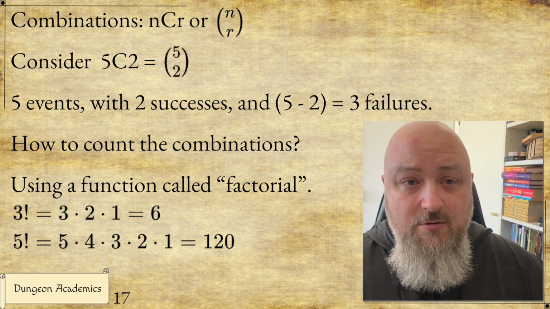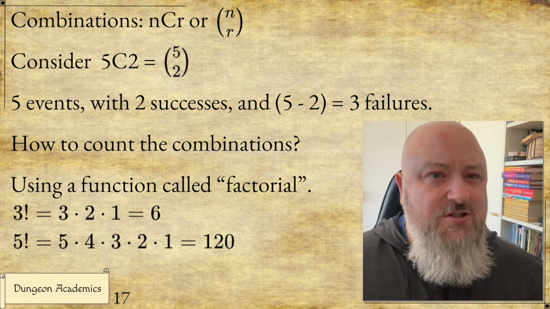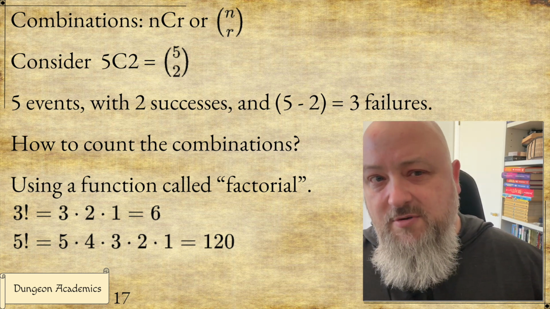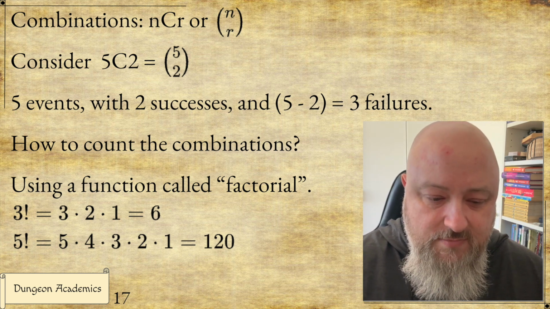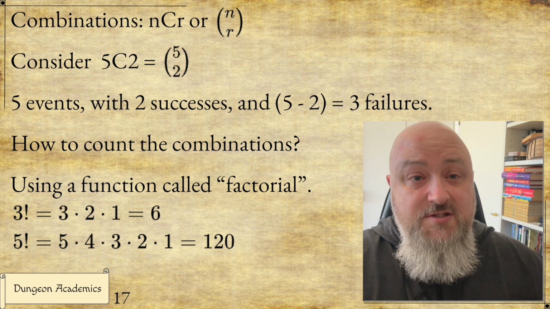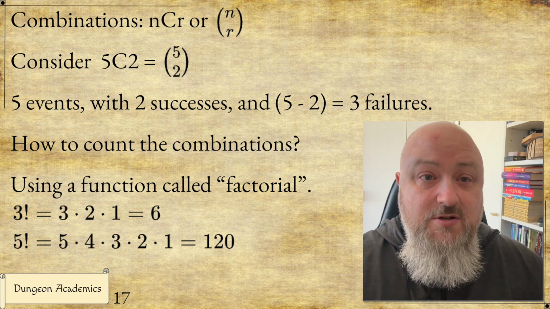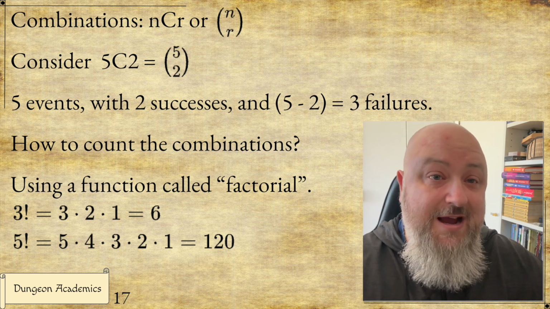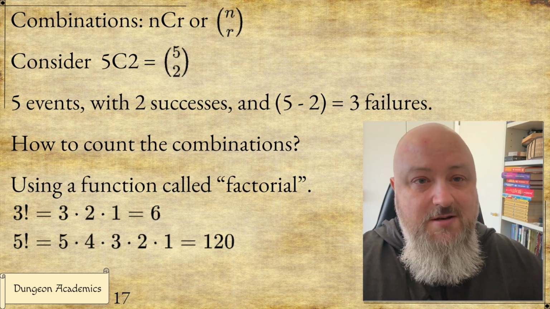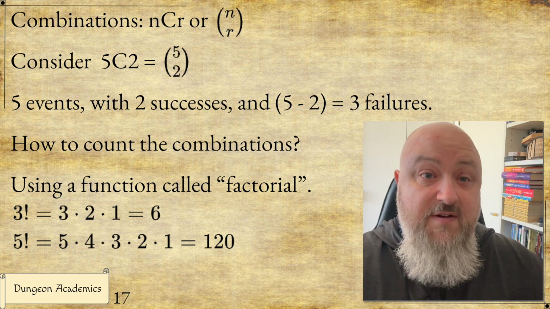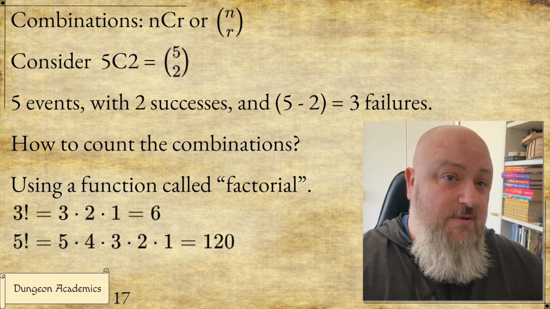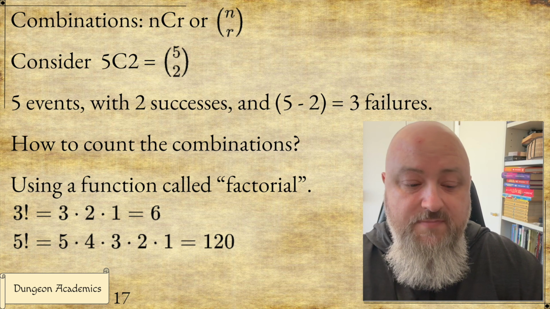5 choose 2 tells us 5 events, 2 successes, and 3 failures, but we don't need to say the 3 failures bit. To solve this numerically, we need to use a mathematical function called a factorial, and this is written as an exclamation mark. 3 exclamation mark is 3 factorial. 5 exclamation mark is 5 factorial.